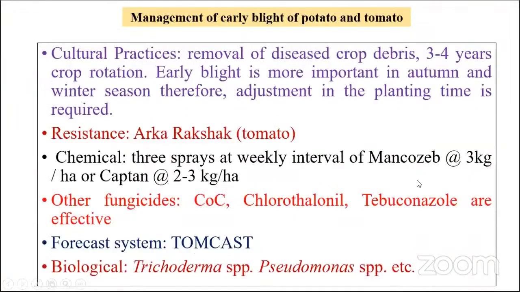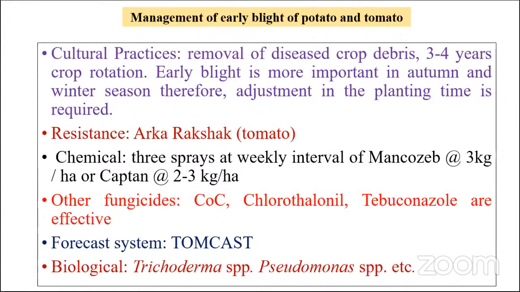For management of early blight of potato or tomato, we need to follow cultural practices, that is removal of the diseased crop debris. 3 to 4 years of crop rotation is required to reduce, or destroy, the pathogen inoculum. Early blight is more important in the autumn and winter season. Therefore, adjustment in the planting time is very much required, to escape from the disease.